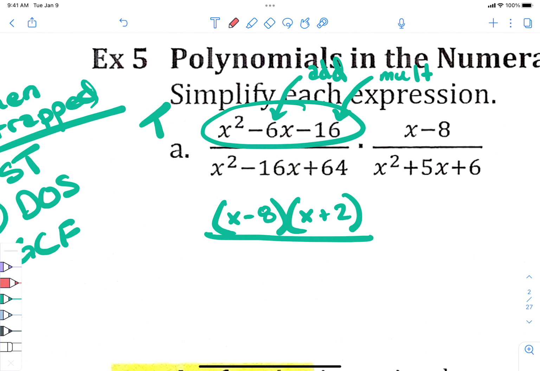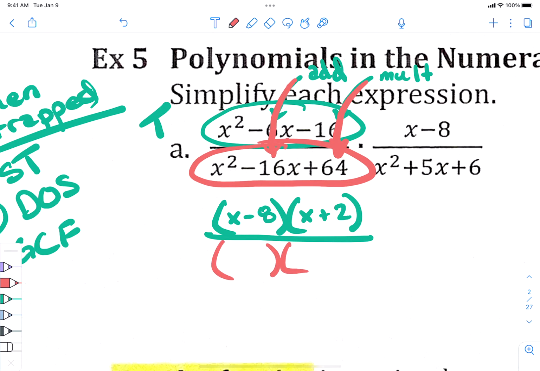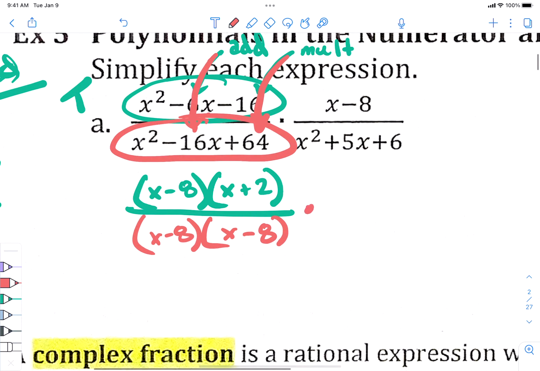All right? Now let's go to the bottom. This is also a simple trinomial, so I want to multiply and add. Multiply to get 64, add to get 16. Negative 8, negative 8. So X minus 8, X minus 8. Now don't cancel them yet, because it's very satisfying to do it all at the end where you just go shoom, shoom, shoom, and cancel it all. It's exciting. Okay?